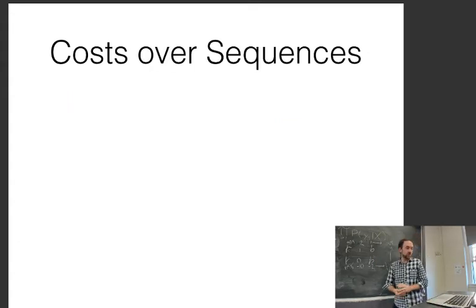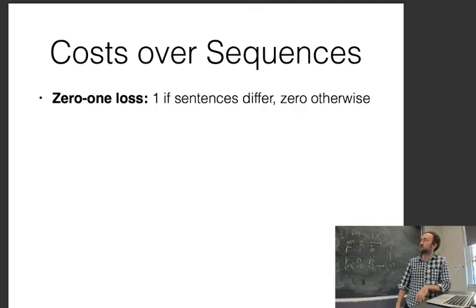You can also do costs over sequences. So up until now, I was saying over a single part of speech tag, but let's say we have lots of part of speech tags in a sequence. One way to do this is a 0-1 loss. So if we make a mistake, we get a loss of 1. If we don't make a mistake anywhere in the sequence, we get a loss of 0. And this is basically what maximum likelihood models are attempting to optimize. They're attempting to make you not make a mistake anywhere in the sequence.